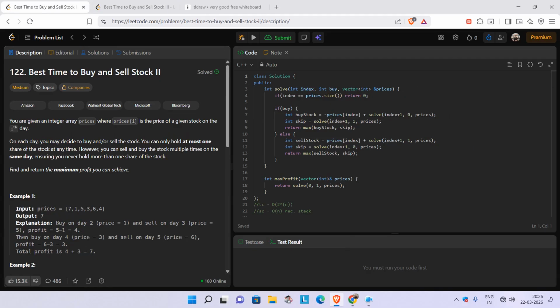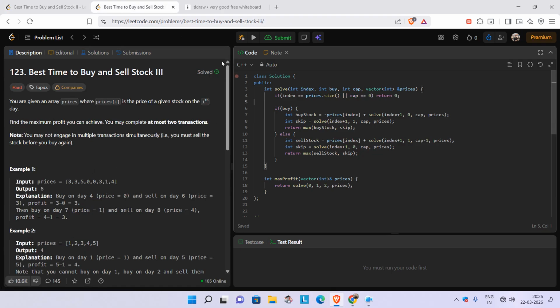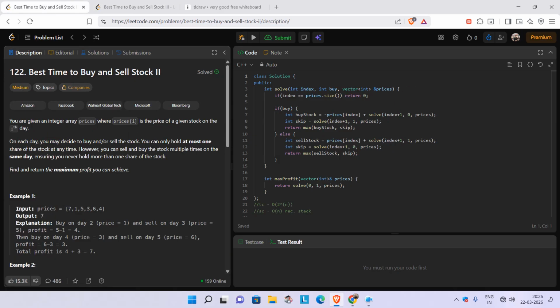did Buy and Sell Stock 2, because I am taking that part of the code into this question. The only tricky change in this question is in what is given. According to our previous questions, we simply have to maximize our profit, but there we don't have any constraints. We can do infinite transactions and we have to maximize our profit.